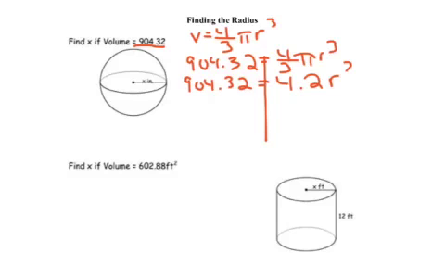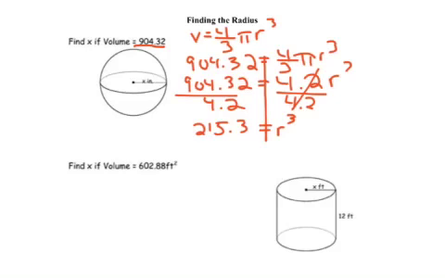So your next step is to divide, because we want to get r by itself. We want to isolate that variable. So I'm going to divide both sides by 4.2. Those cancel, and I am left with roughly 215.3 equals r cubed. Your goal is to just find the radius, not the radius to the third power.